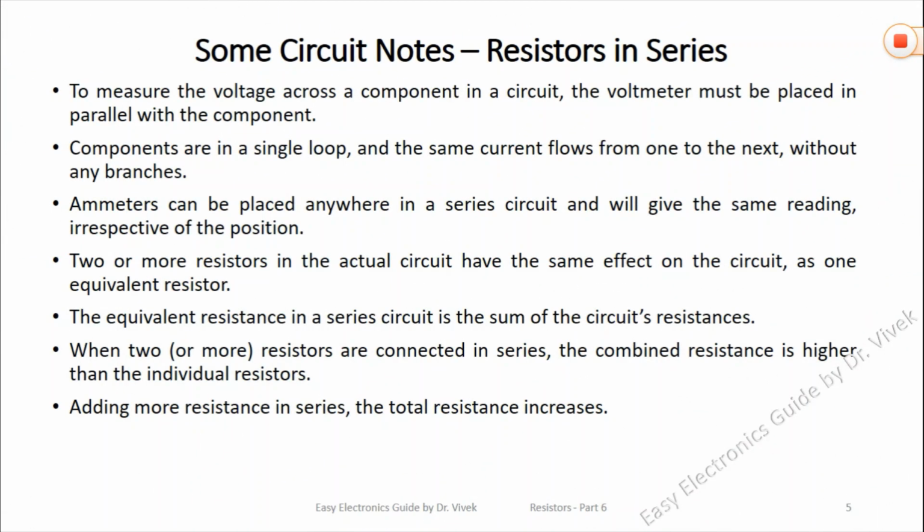To measure the voltage across a component in a circuit, the voltmeter must be placed in parallel with the component. As the same current flows from one component to another, ammeters can be placed anywhere in a series circuit to measure the current. The equivalent resistance in a series circuit is the sum of the circuit resistances.